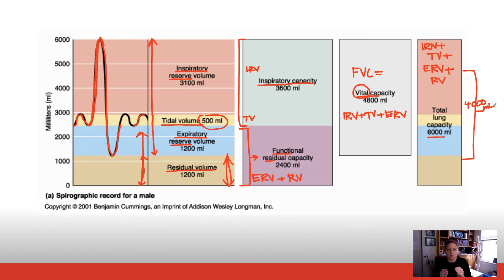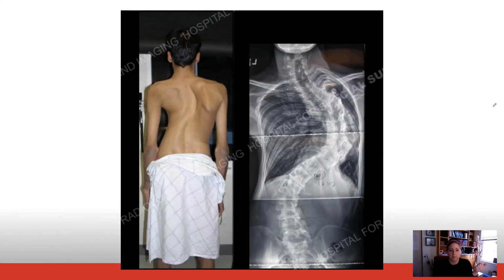Everything is smaller. A lot of times these are due to postural issues, damaged nerves or muscles of inspiration, that sort of thing. I gave you a list on your handout of pathology related to restrictive lung disease. This would be one of them. This is one example. Obviously, this is a very extreme case of scoliosis, but what do you think is happening to his rib cage here?